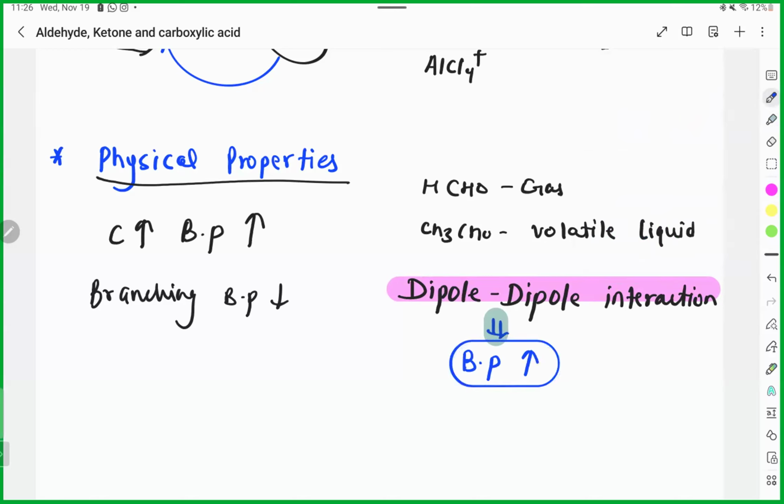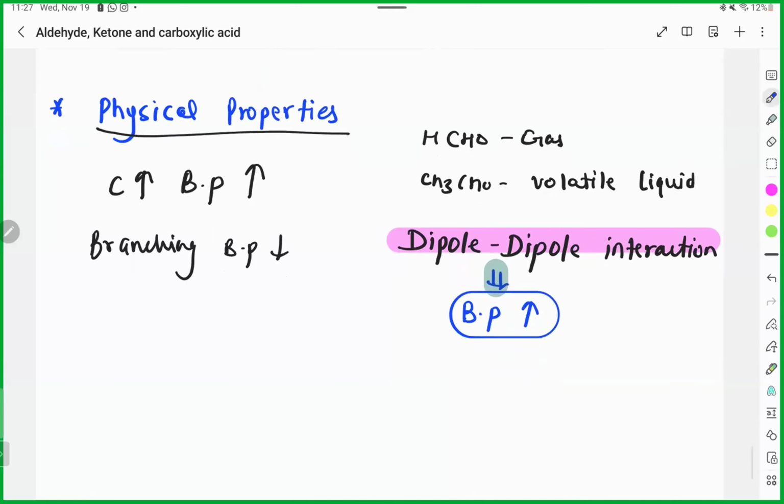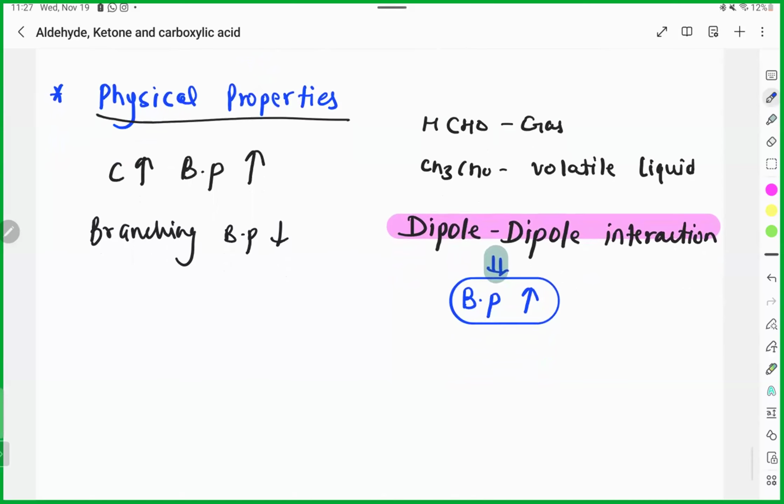If any other molecule like ether or hydrocarbon has the same mass, and then you have aldehyde or ketone, then aldehyde and ketone will have more boiling point. Why? Because of the dipole-dipole interaction. That can be asked in JEE. It will never be asked directly. They will give it in one of the options, right or wrong statement. Got it? Okay. So this is really, really important.